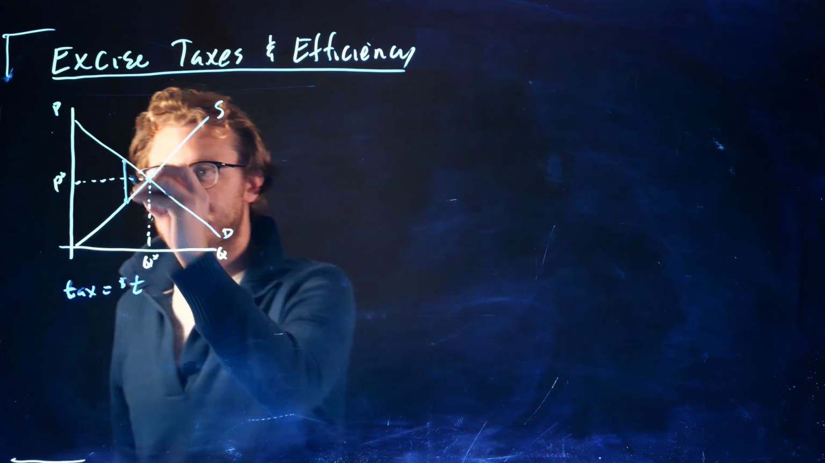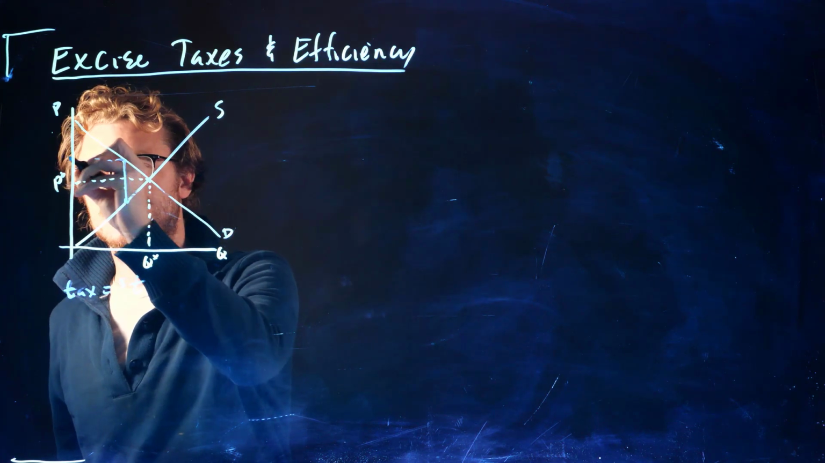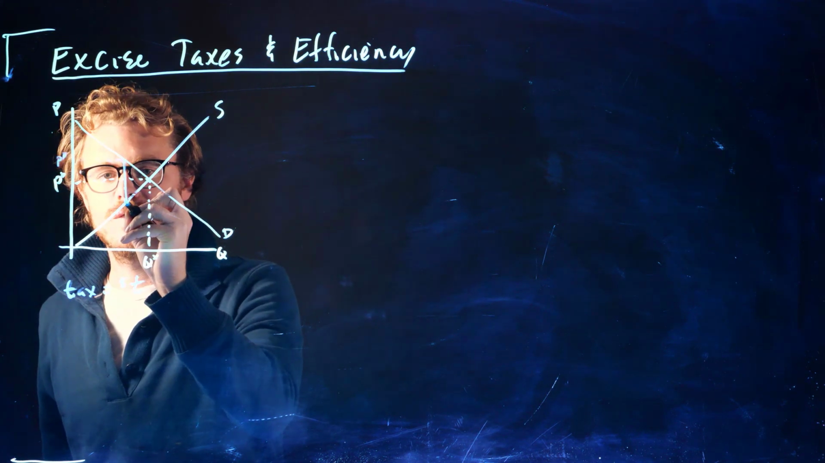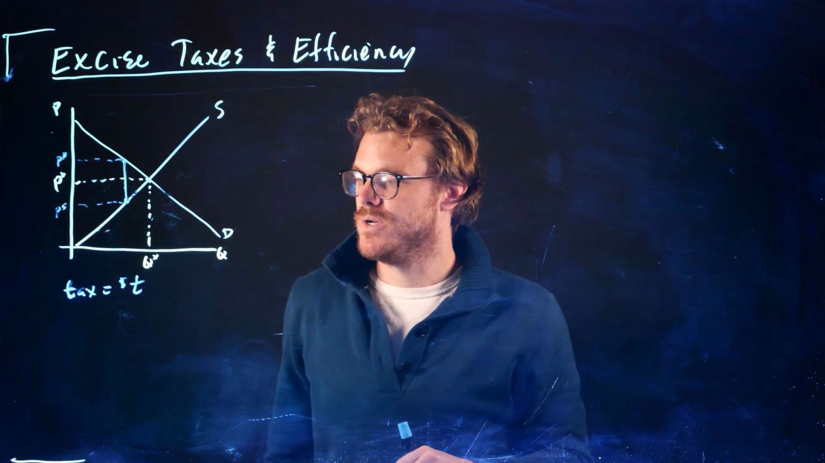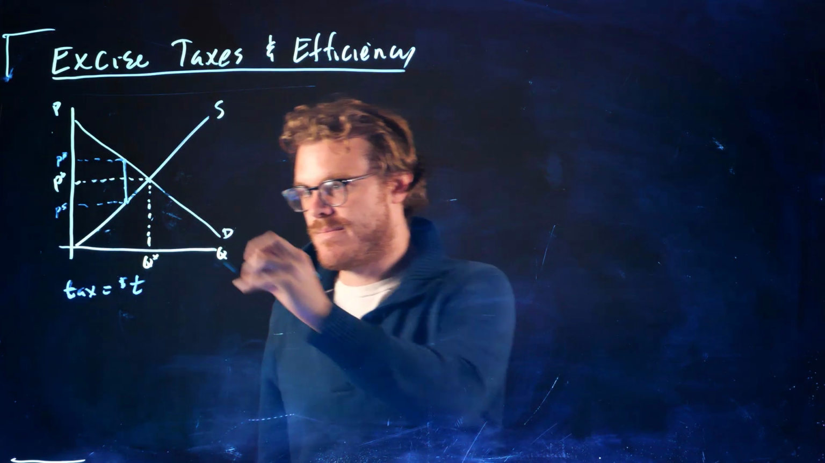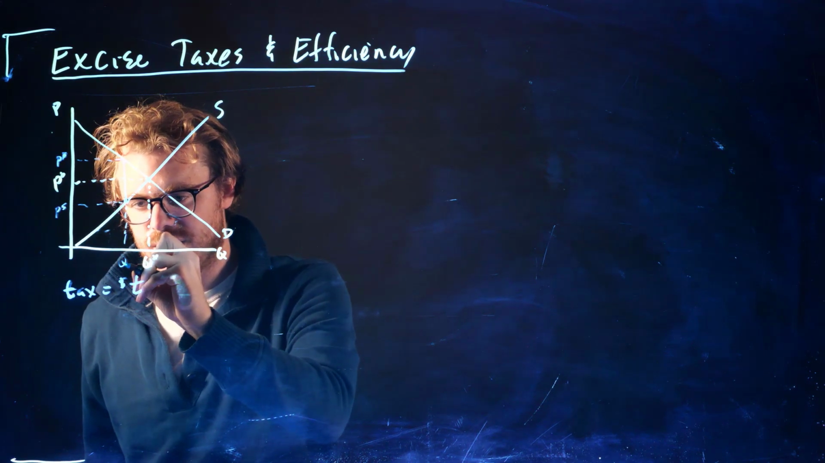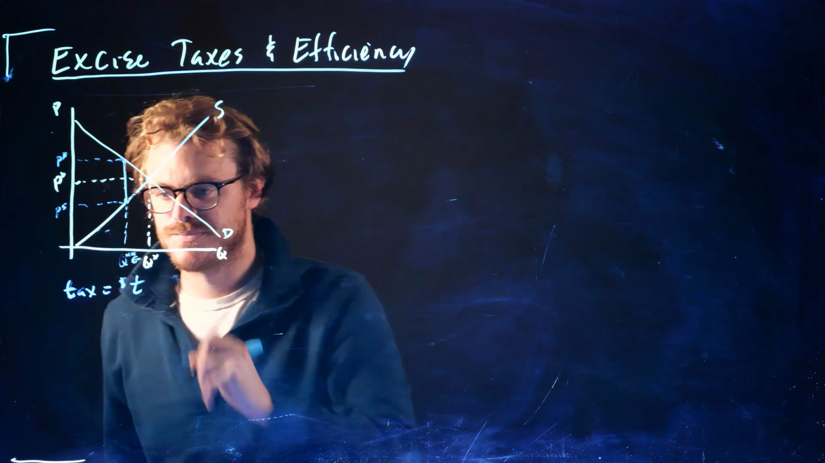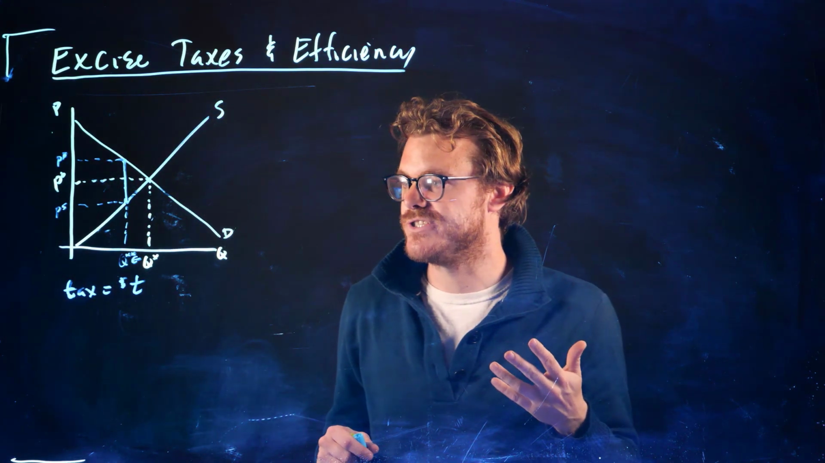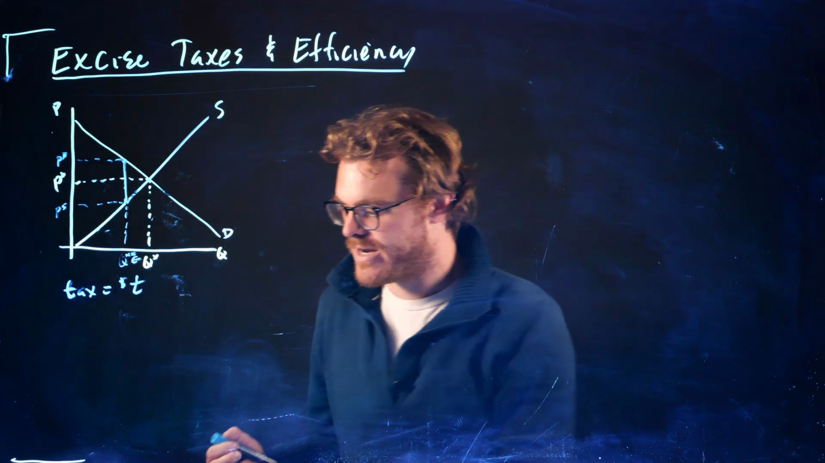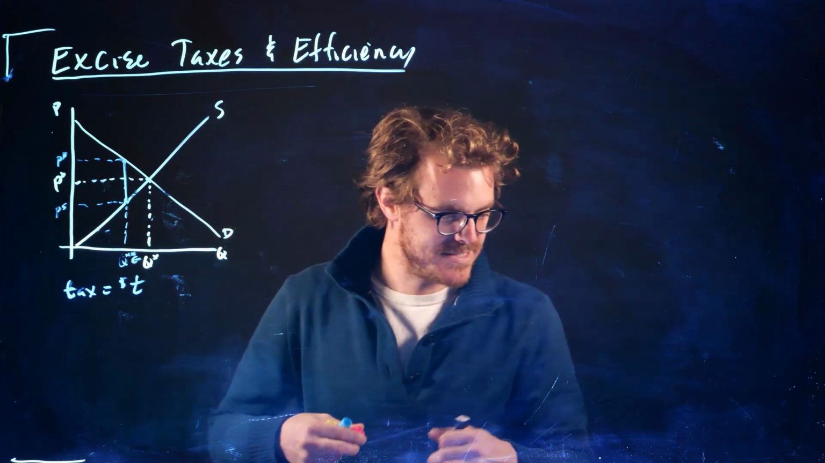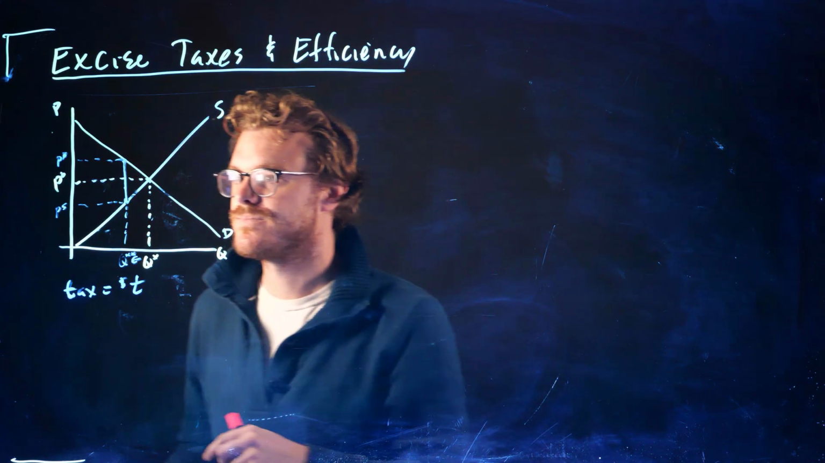So remember, the top of this tax wedge is the price the buyers pay. The bottom is the price the sellers get. And remember, this is the new quantity. So we see that the quantity is going down. So we know we're going to get some inefficiency. All right, so let's think of these different areas on this graph. And let's hope we can get some more colors to work.